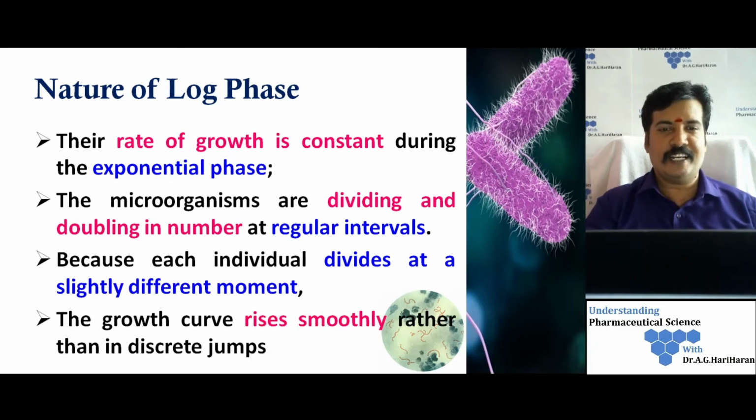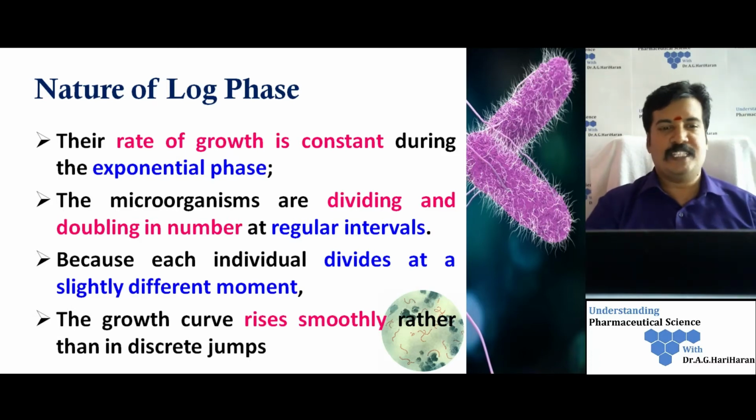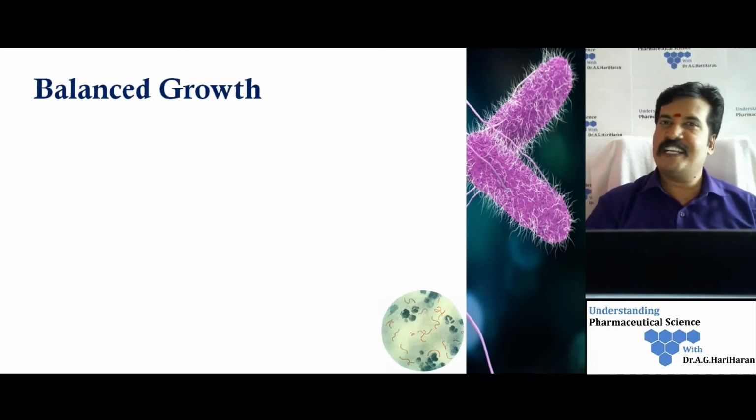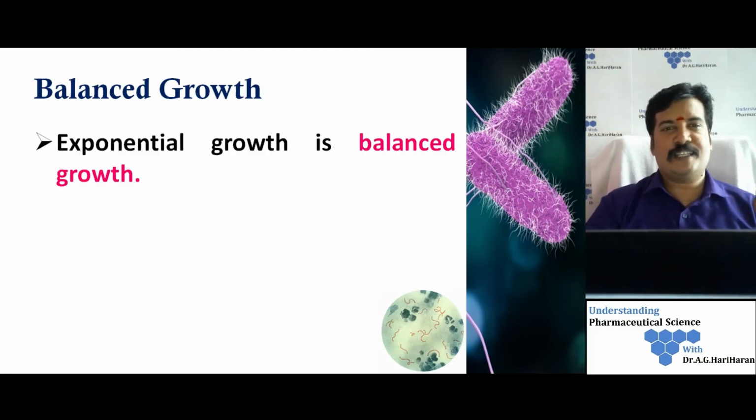Apart from that, we never see synchronous growth. We generally get a smooth rising curve, which we call balanced growth. So we never find discrete jumps. So to know the balanced growth, we need some understanding.